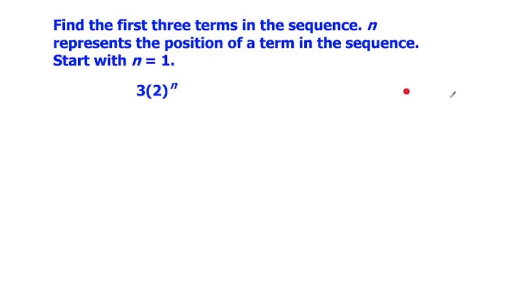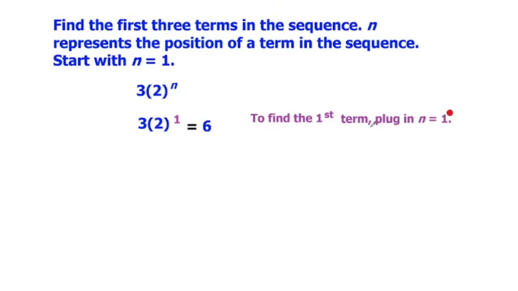It's actually very easy. So to find the first term, plug in n equals 1. Okay, we know we have to start with n equals 1. So we already know what n equals. So let's put that in. So 2 to the 1 is just 2, right? So now we just multiply 3 times 2, that equals 6.